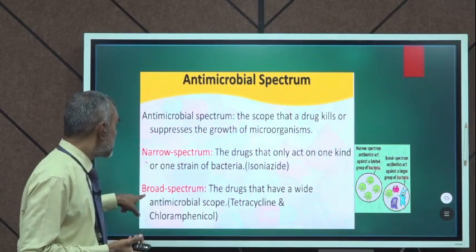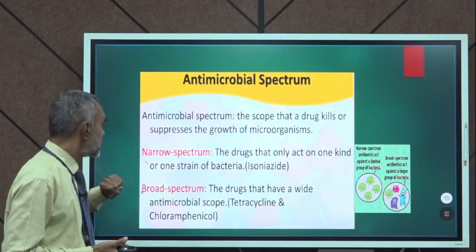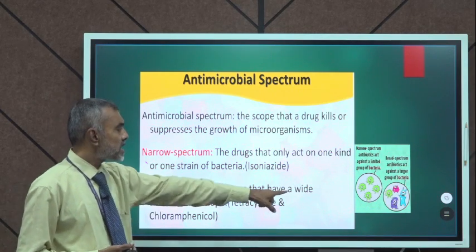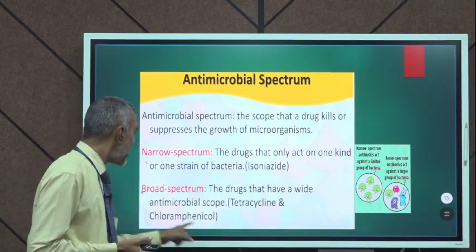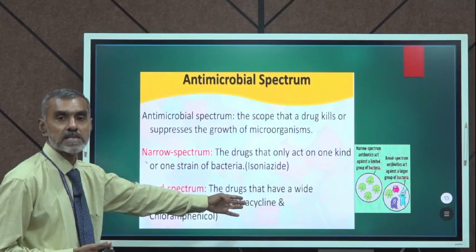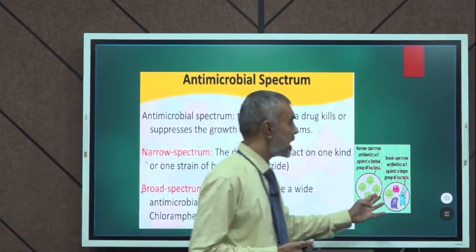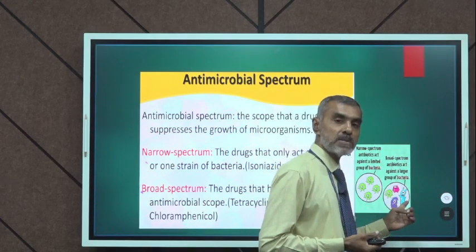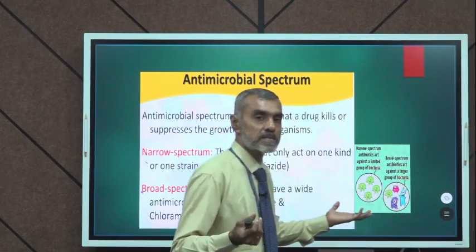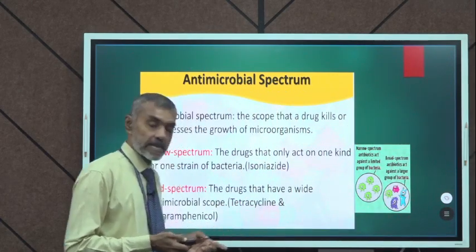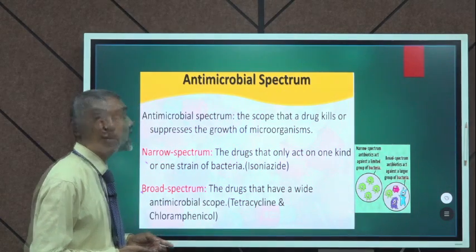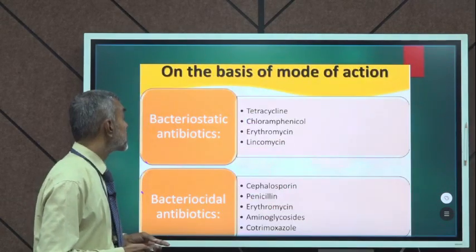At the same time, broad spectrum antibiotics are drugs that have a wide antimicrobial scope, for example, tetracycline and chloramphenicol. They can act against both gram positive and gram negative organisms. So, this is the category based on antimicrobial activity.